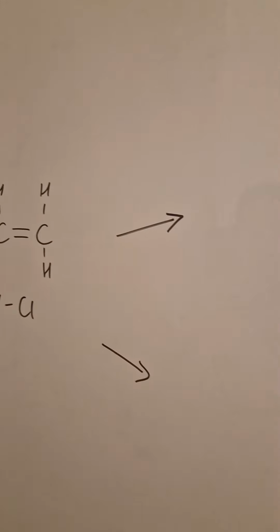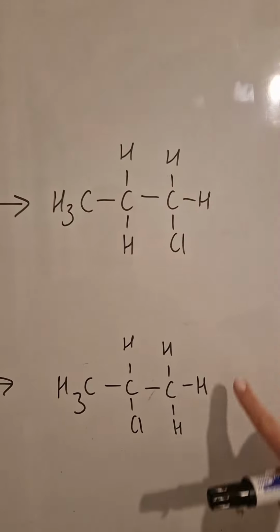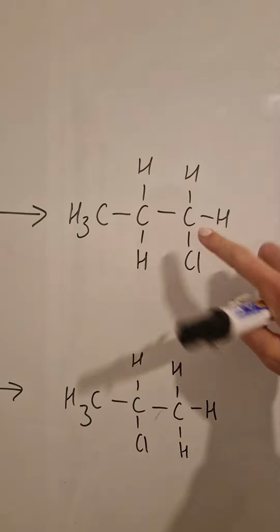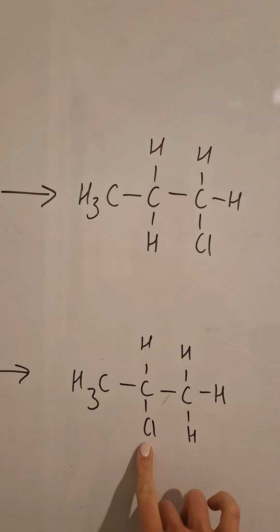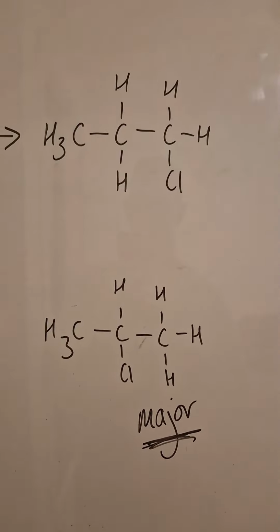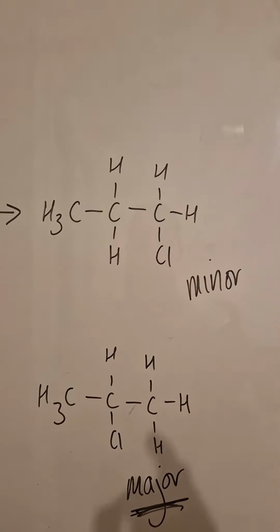When we do this reaction, we will end up with a mixture of two different products. We would make 1-chloropropane and also 2-chloropropane. But the question is, which one do we make more of? I.e., which one is the major product? The major product is actually the 2-chloropropane, and the 1-chloropropane would be the minor product.